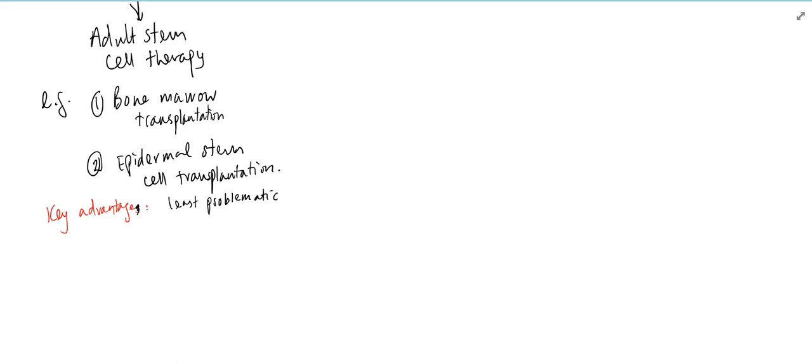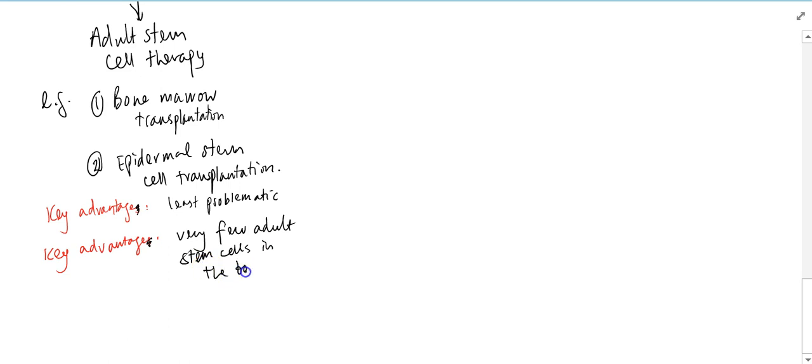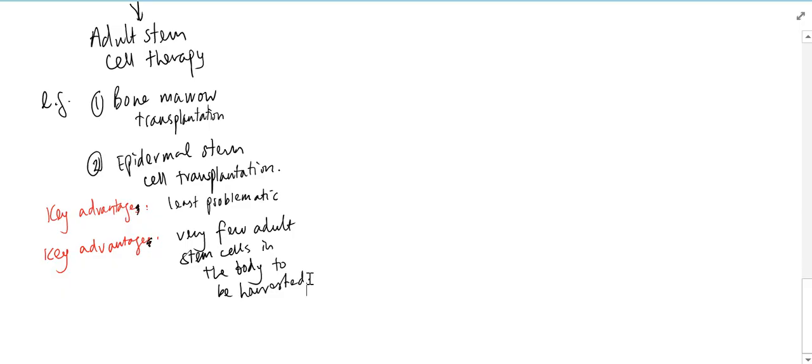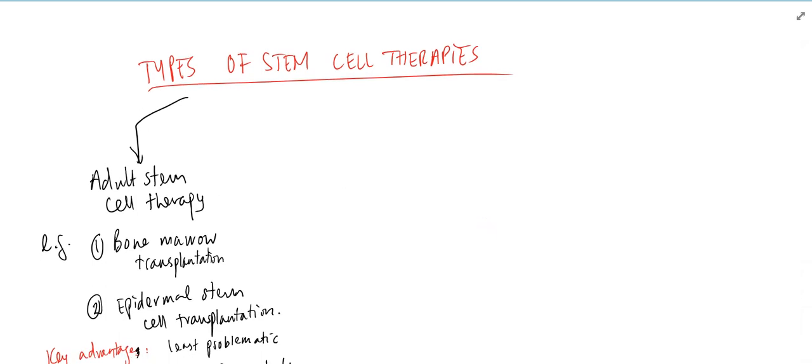Key disadvantage, just looking at one: there are very few adult stem cells in the body to be harvested. So it takes quite a while to get enough of them. So that's the first of the types of stem cell therapies.